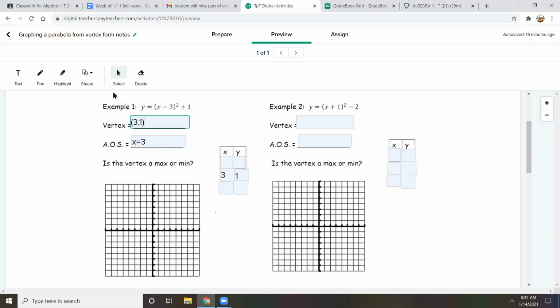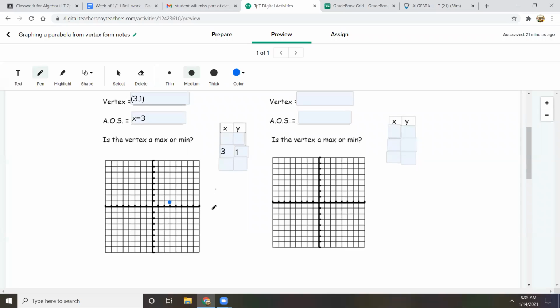How you're going to plot on this graph is you're going to click this pen tool. And you might want to do thin, because medium might be a little bit too big. But I'm just going to plot this vertex. So (3, 1) is here. You just click. If you want to do medium, you can. I'm going to do it maybe just for this video so it's easier to see. But you're going to plot that point.